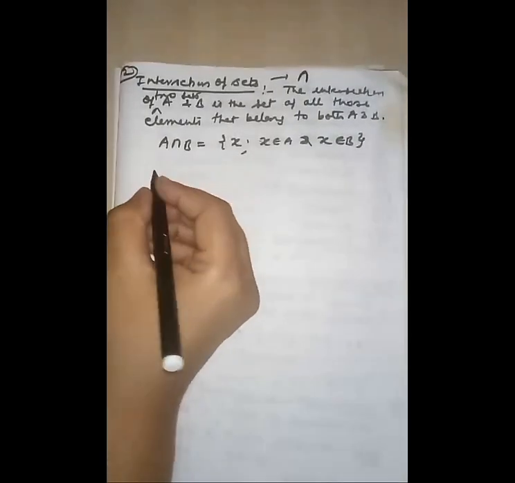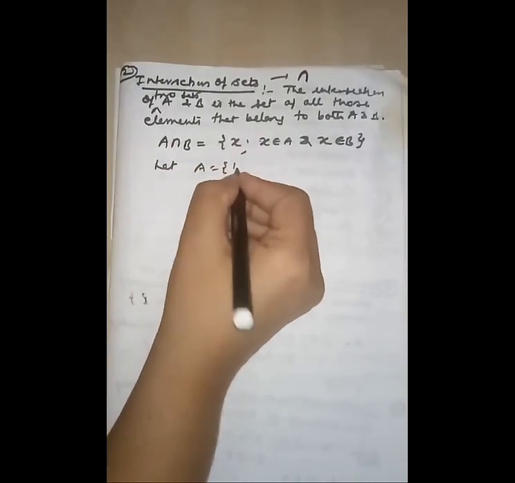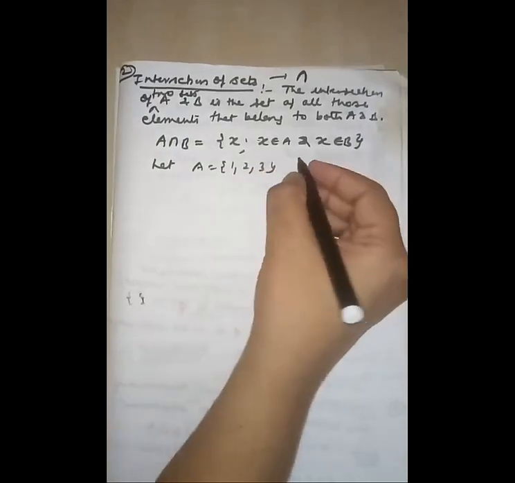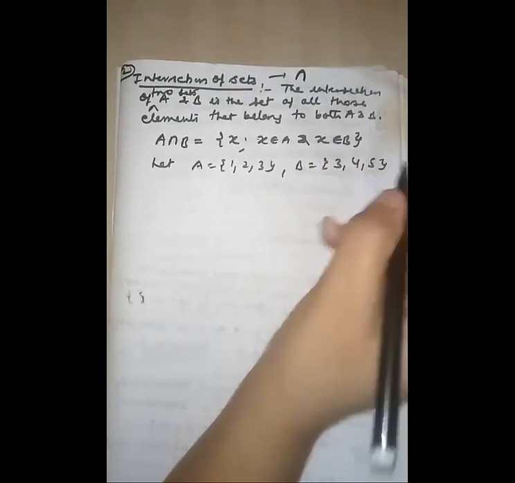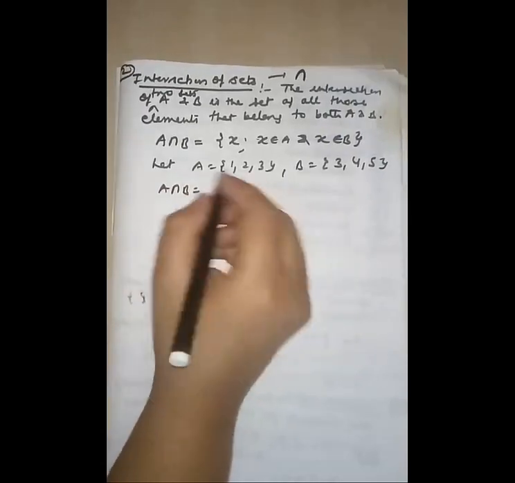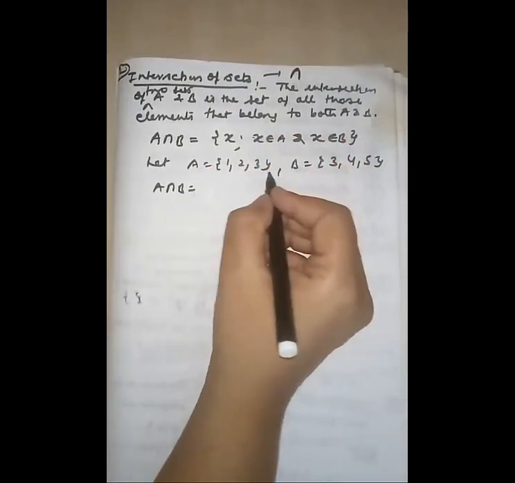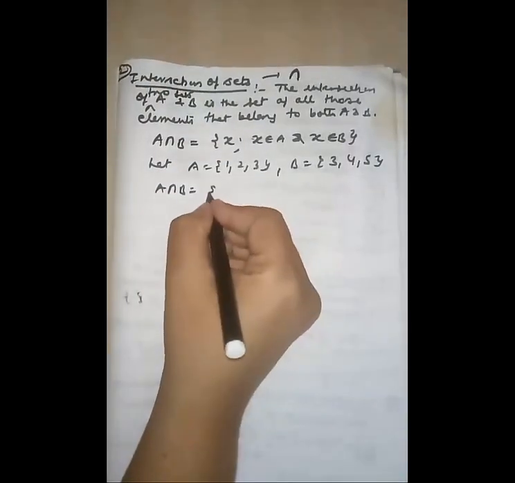Now taking an example. Let A equal to {1, 2, 3} and B equal to {3, 4, 5}. Now if you want to find A intersection B, what is common between both sets? Friends, here you see only 3. So A intersection B is {3}.